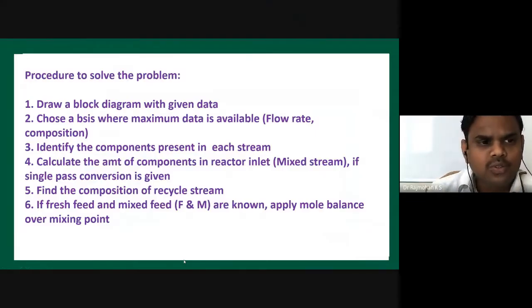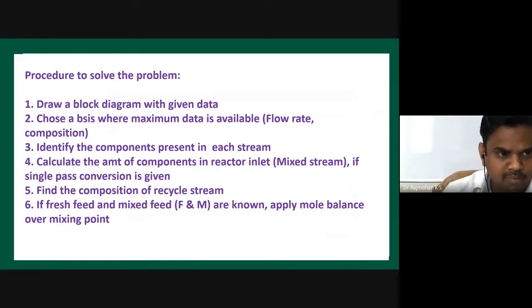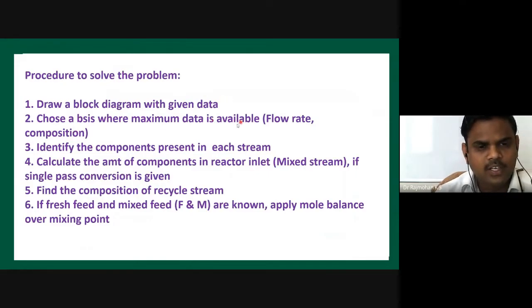Okay, now I will explain how to draw the block diagram and solve this problem. I have explained how to proceed with solving the numericals, right? First we will draw a block diagram with the given data. We will choose a basis where maximum data is available. We will identify the components present in each stream. We will calculate the amount of components in the reactor inlet if the single pass conversion is given.